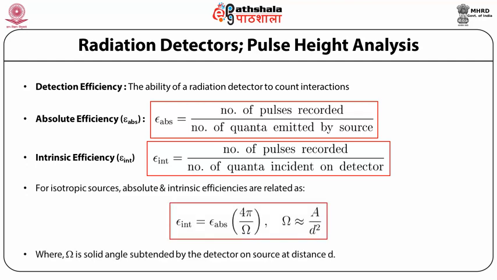For an isotropic source, absolute and intrinsic efficiencies are related as epsilon intrinsic is equal to epsilon absolute into 4 pi upon omega, where omega is the solid angle given by A by D square.